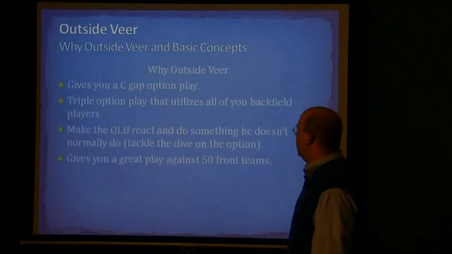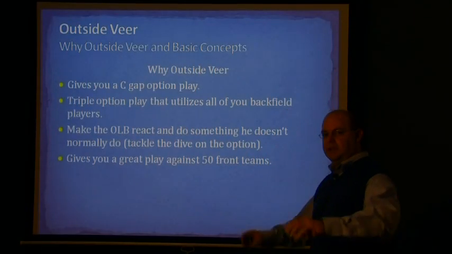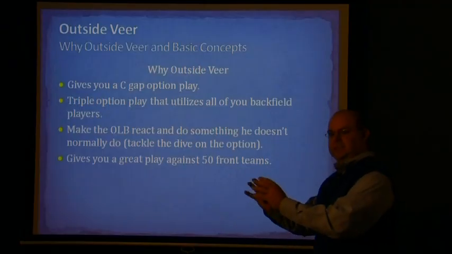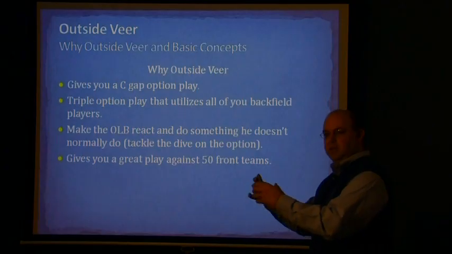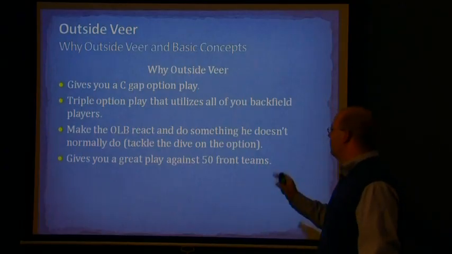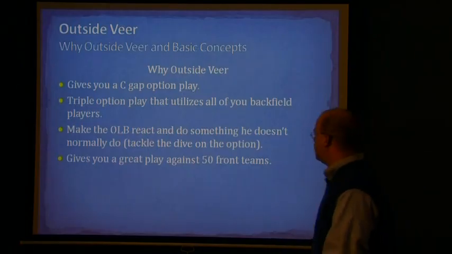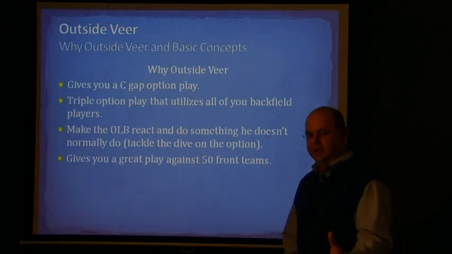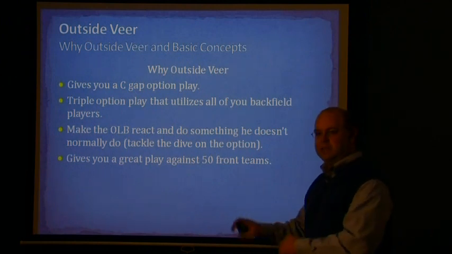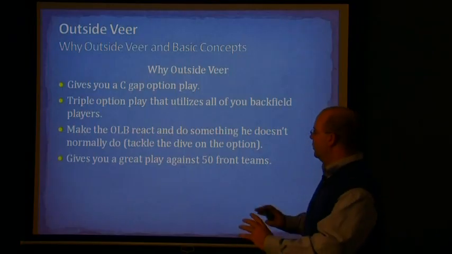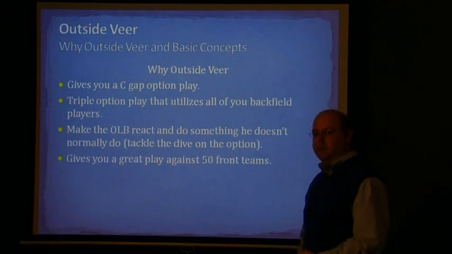Again, the outside veer gives you that C-gap option play for teams that like to play the C-gap defender. Teams that will reduce down in a four-man front, or 50 defense teams, you now can attack that. It's a triple option play, again, that utilizes all your backfield players. Everybody's involved. Only your play side slot's now a blocker. So your quarterback, your fullback, or your backside slot that's going in motion could be a ball carrier on any given play.